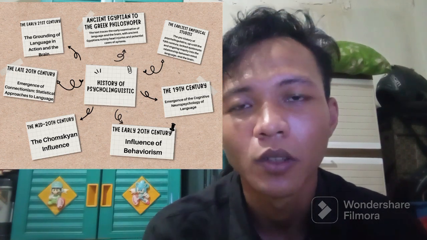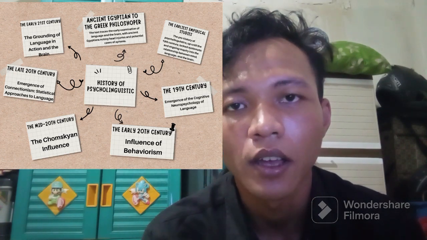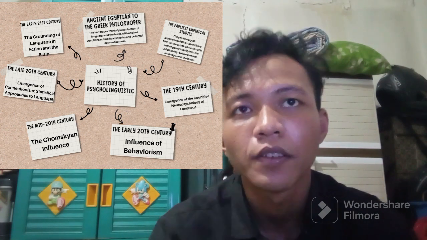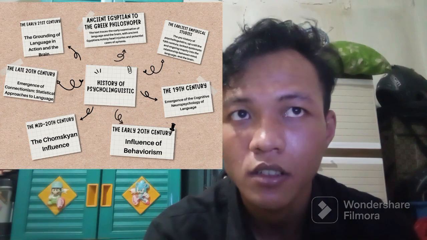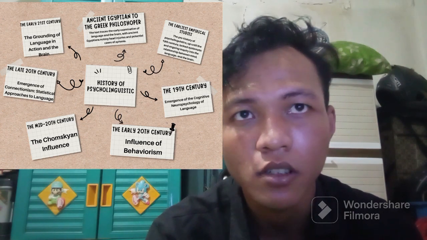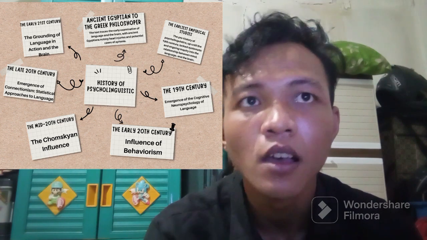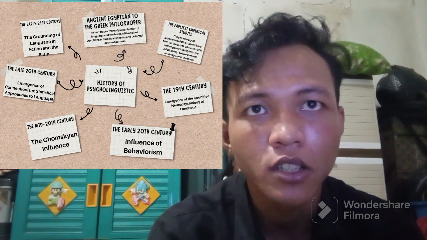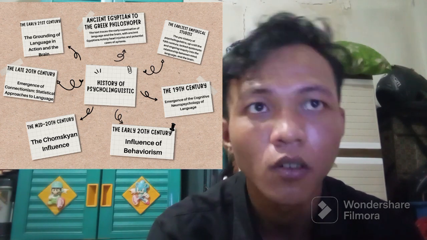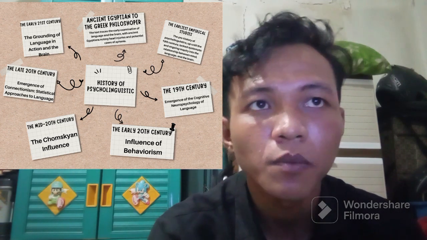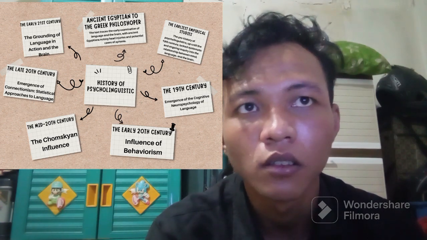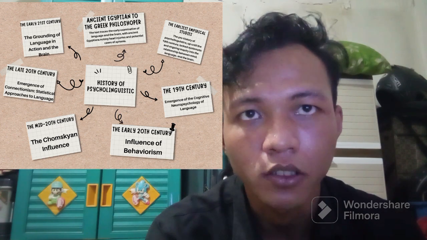Now we jump to the mid-20th century and the Chomskyan influence. In 1959, Chomsky challenged Skinner's behaviorist view on language by emphasizing mental structures in linguistic theories. He introduced the distinction between competence, or knowledge about language, and performance, or language use. Chomsky proposed innate mechanisms for learning language structures, although this idea faced opposition.